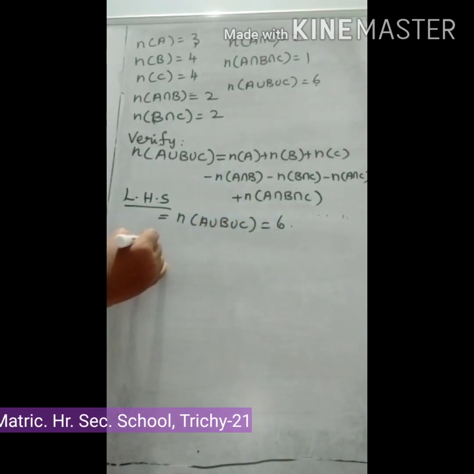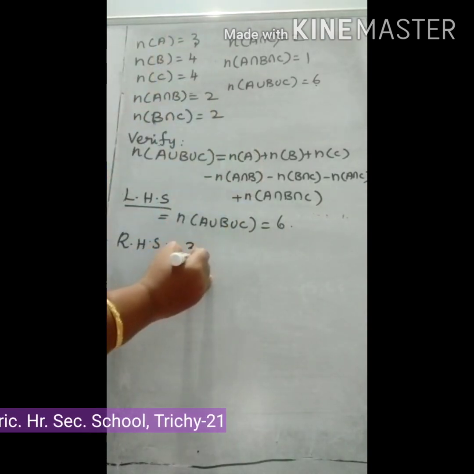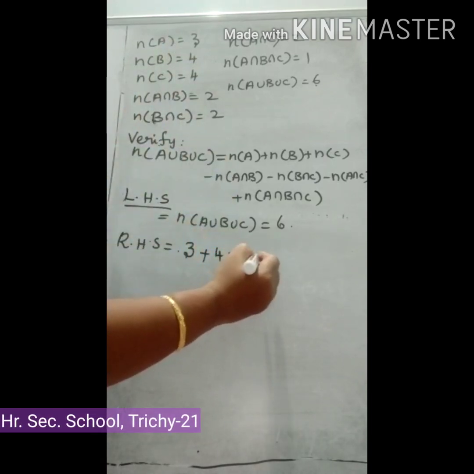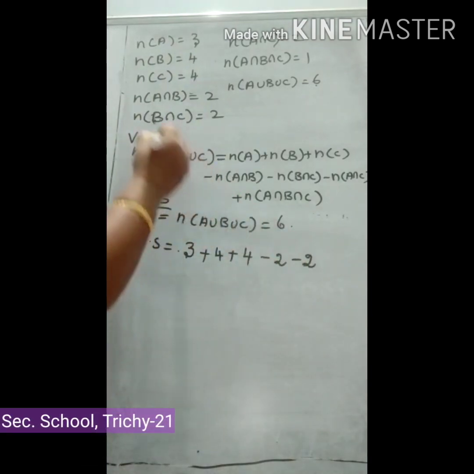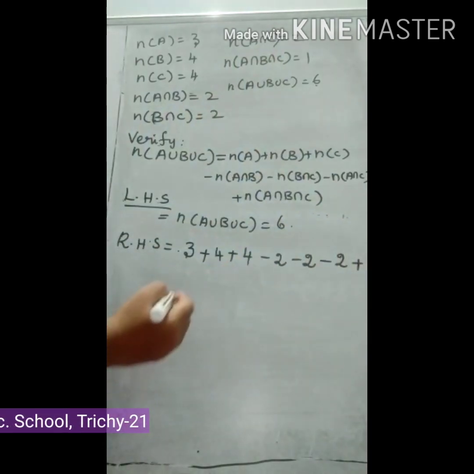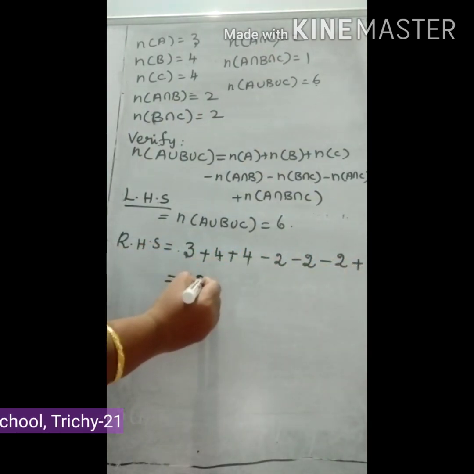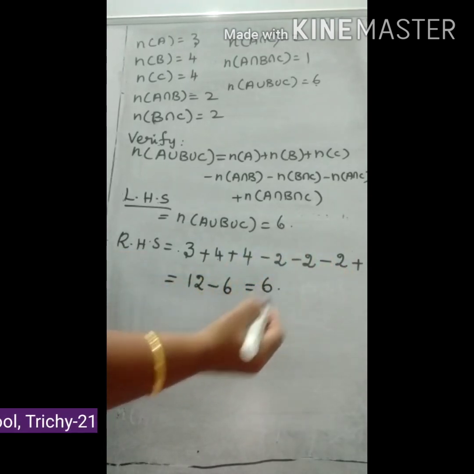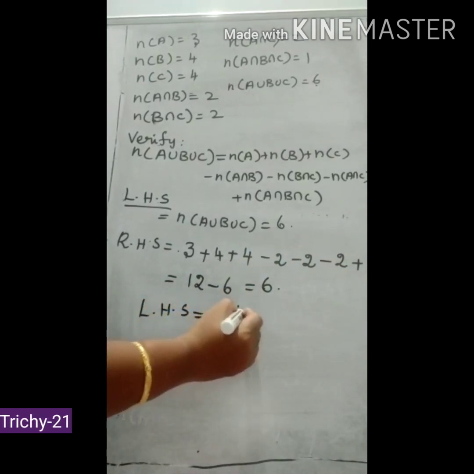So what is RHS? First you have to take n(A). What is n(A)? 3, plus n(B) 4, and n(C) 4, minus n(A ∩ B) 2, minus n(B ∩ C) and n(A ∩ C) also 2, plus 1. So that is 3 plus 4 is 7, 11, and 12, minus 2, minus 4, minus 6. So that is equal to 6. So LHS = RHS, hence proved.